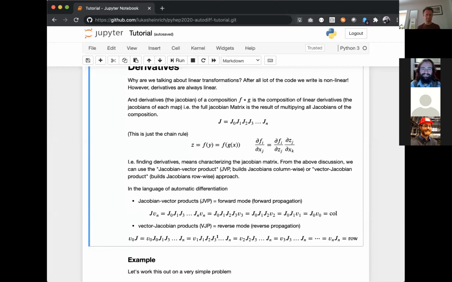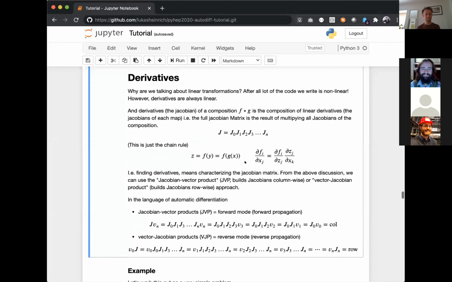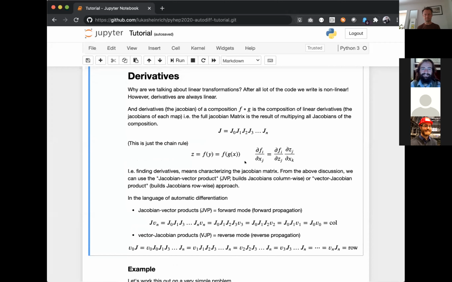And so in machine learning, most of the time, it's reverse propagation, because this is the case where the Jacobian is wide, where it's only one row because you have a scalar output, but many inputs, like millions of inputs. And so the efficient way to derive this is to use this reverse mode or back propagation algorithm, which basically computes a row at a time. And since the entire Jacobian only has one row, you're basically done.